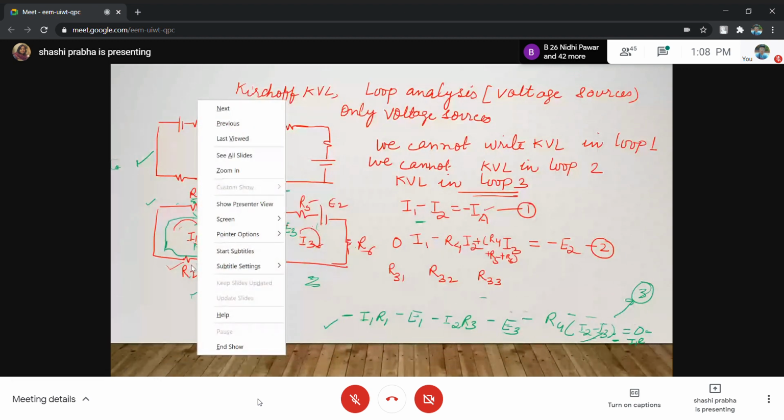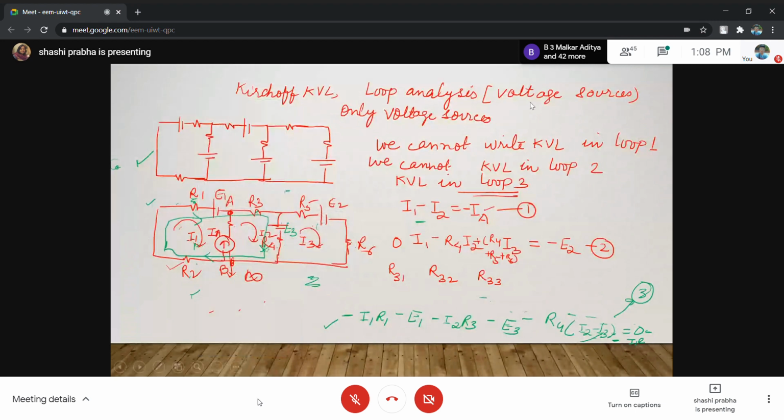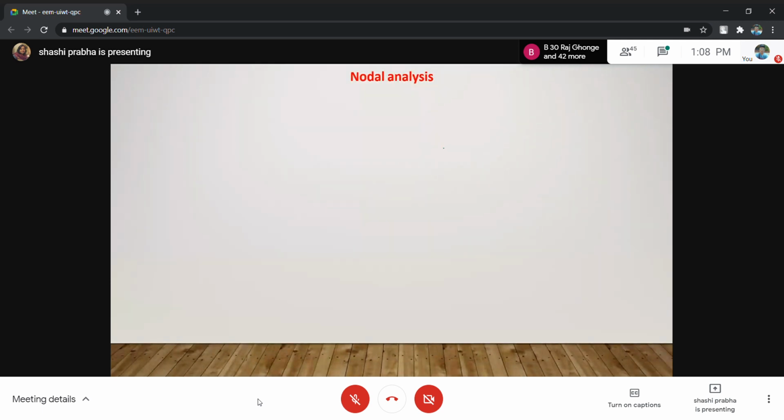So please practice this type of numerical also. You will find a number of numericals in the book which we are going to follow. The book you can follow is Basic Electrical Engineering. This is the book name I'm writing: Basic Electrical Engineering by Dr. B.R. Patil. This is a good book and most of the numericals are given. Different types of numericals are given.